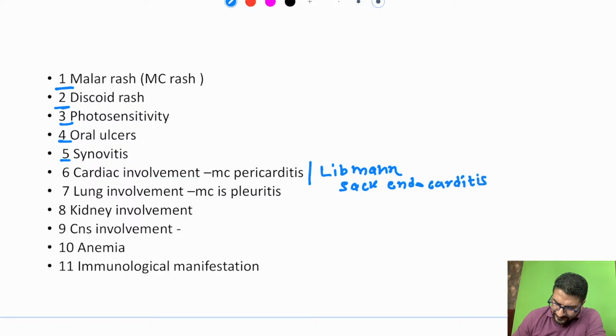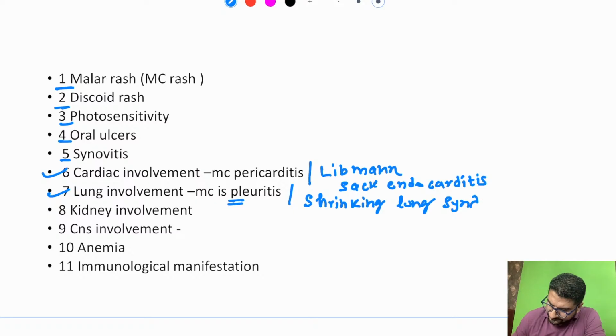Similarly, most common in lung will be pleuritis. But in the paper, what they ask you is shrinking lung syndrome. So these are some one-liners which they ask in exam. I repeat, most common in SLE you will see. So these are all the MCQs, basically kidney involvement. In kidney, the most common manifestation will be DPGN. Then you can see CNS involvement, anemia.